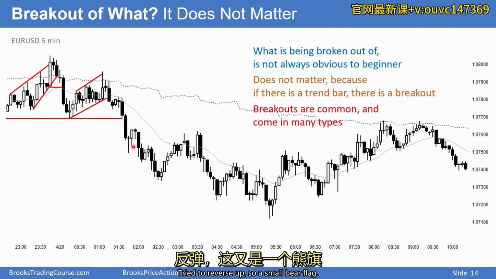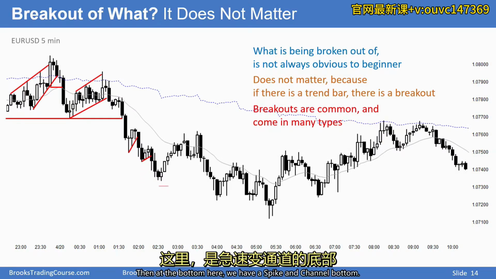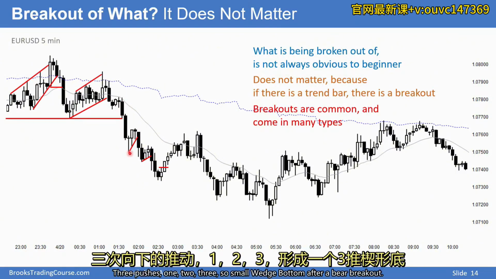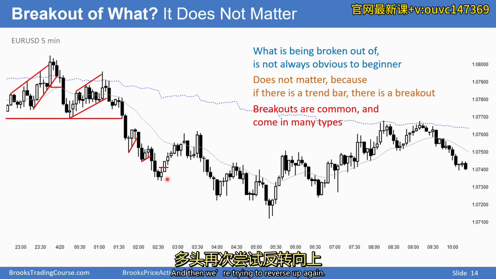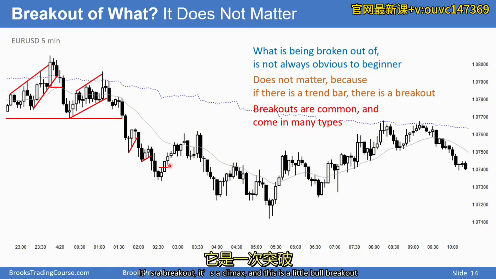Bear breakout, tried to reverse up, so a small bear flag, and this is a breakout below the bear flag. Another small bear flag. Then at the bottom here, we have a spike and channel bottom, bear breakout, spike, 3 pushes, 1, 2, 3, so a small wedge bottom after a bear breakout. And then we're trying to reverse up again. Every bull bar is a trend bar. It's a breakout, it's a climax, and this is a little bull breakout above the top of a wedge bottom.